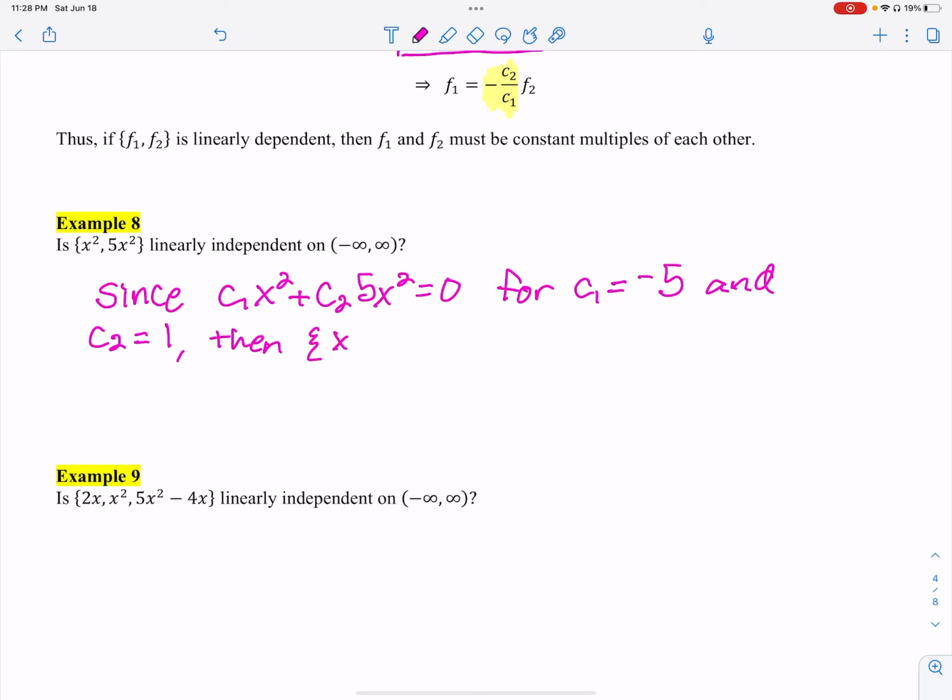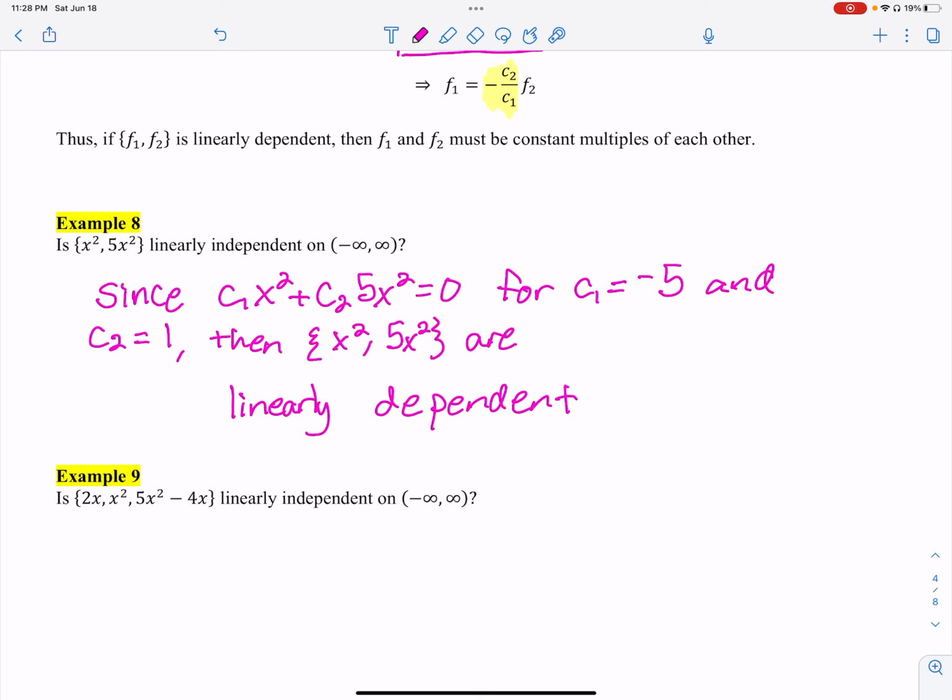then that works out, right? If I put a c1 of negative 5 and a c2 of 1, I would get a 0. And since that works out to get me a 0, that tells me that these two functions are linearly dependent. We found a C1 and a C2 that works out. So since that works out, they are a constant multiple of each other. Tells me they are linearly dependent.